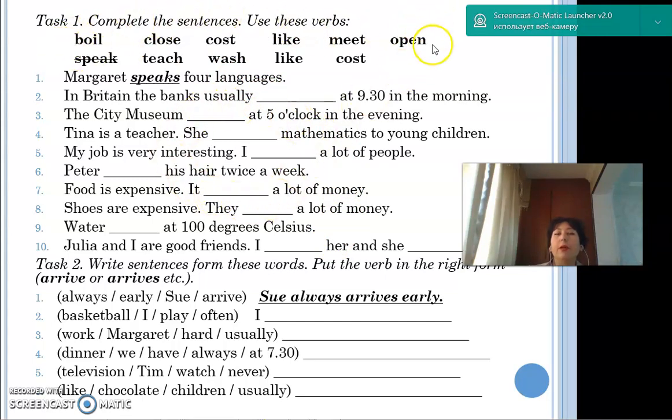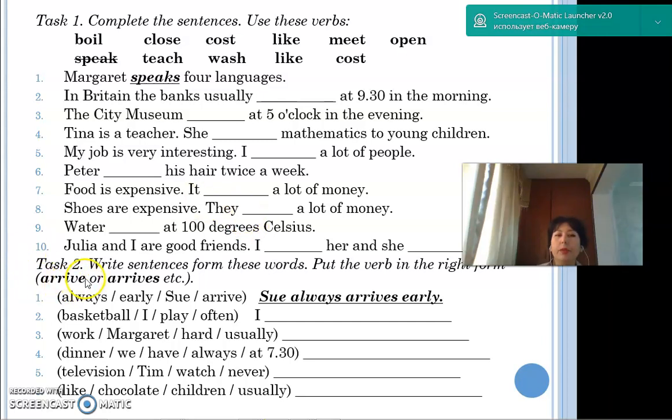Use these verbs, and sometimes you must add s at the end of the infinitive. What are you going to do? Complete the sentences. How many minutes do you have? 3.